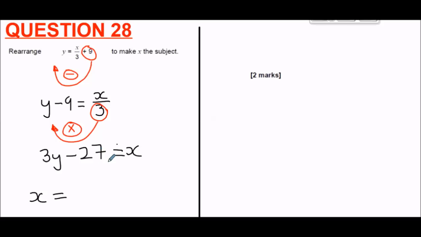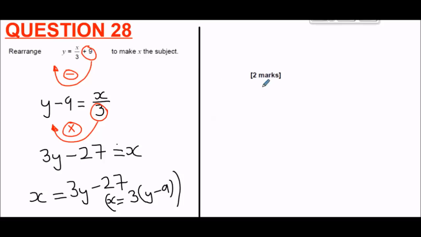Strictly speaking, that would only be 1 mark. If x is the subject, we need to write x equals first. So if we just flip the order and read it back to front, x equals 3y minus 27. Alternatively, you could also leave it in factorized form, which would be 3 brackets y minus 9. So either x equals 3y minus 27, or x equals 3 brackets y minus 9.